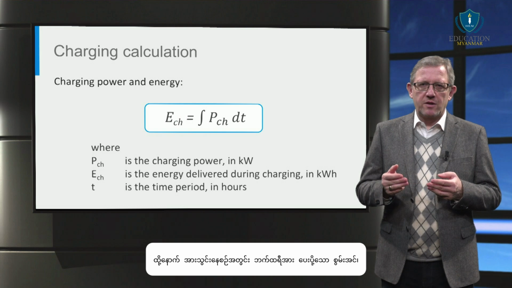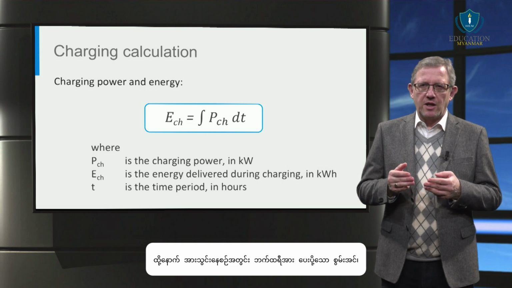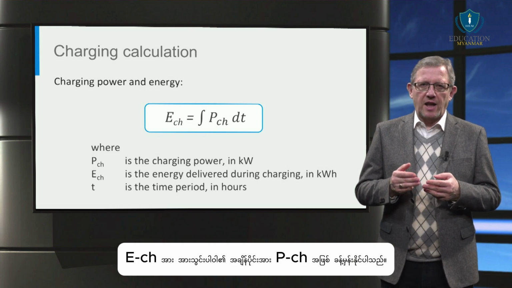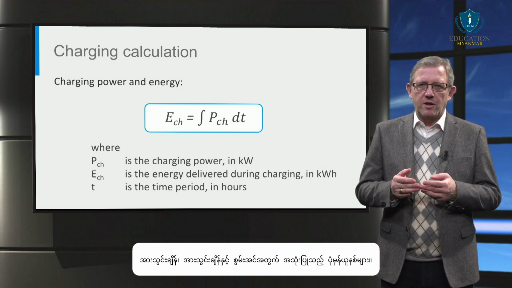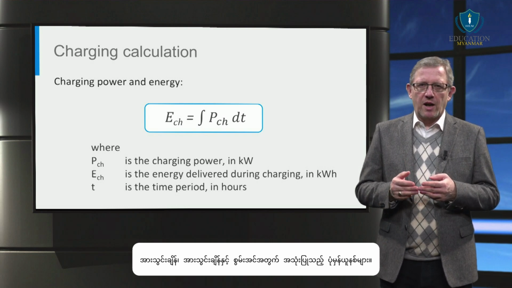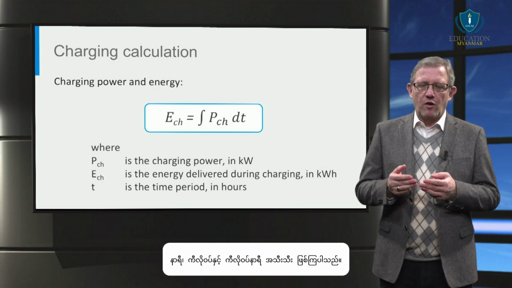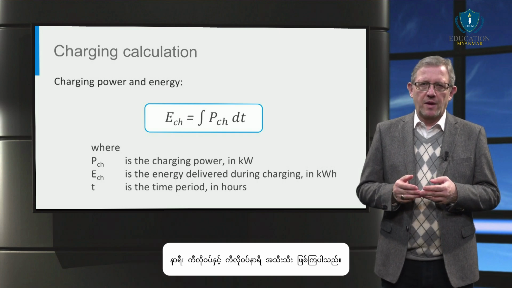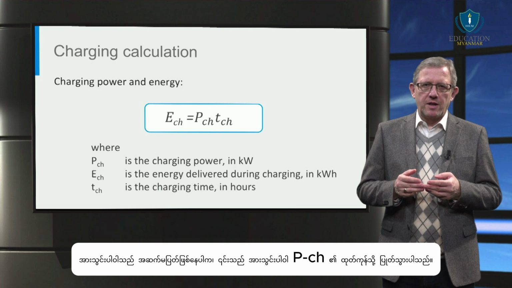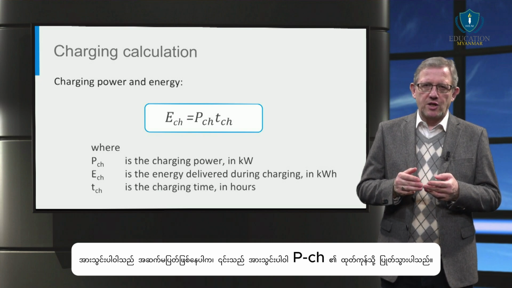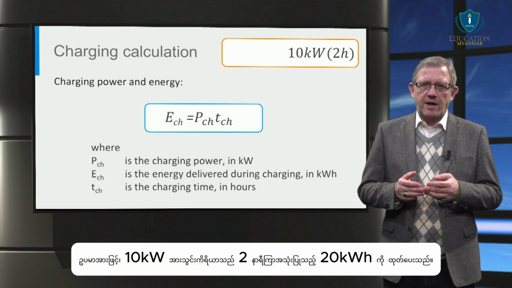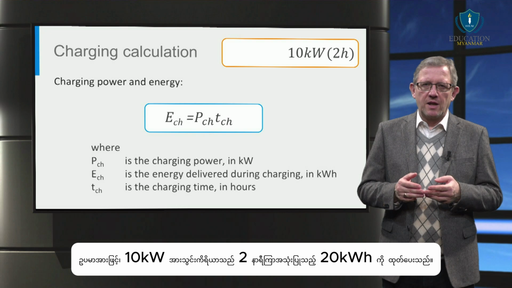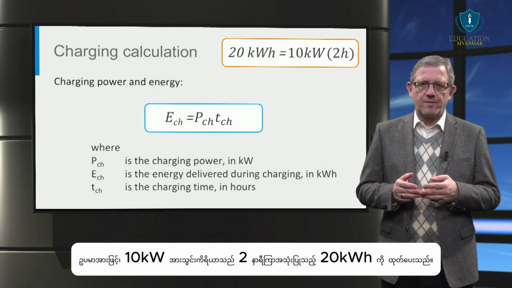Next, the energy delivered to the battery during the charging, E charge, can be estimated as the time integral of the charging power, P charge. The typical units used for charging time, charging power, and energies are hours, kilowatts, and kilowatt hours respectively. If the charging power is a constant, this simply boils down to the product of the charging power, P charge, and the charging time, T charge. For example, a 10 kilowatt charger used for 2 hours delivers 20 kilowatt hours.